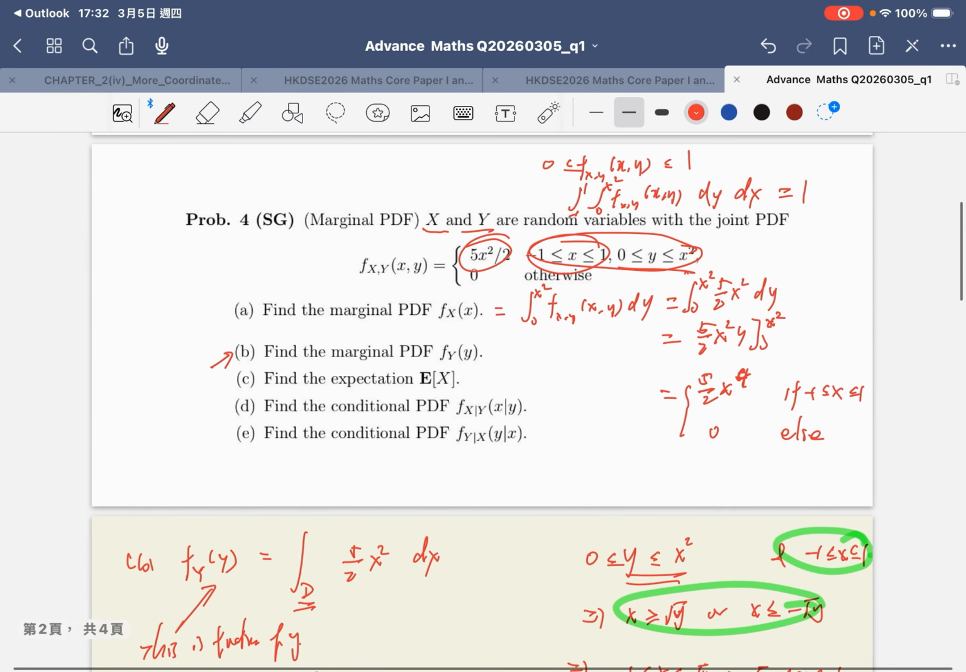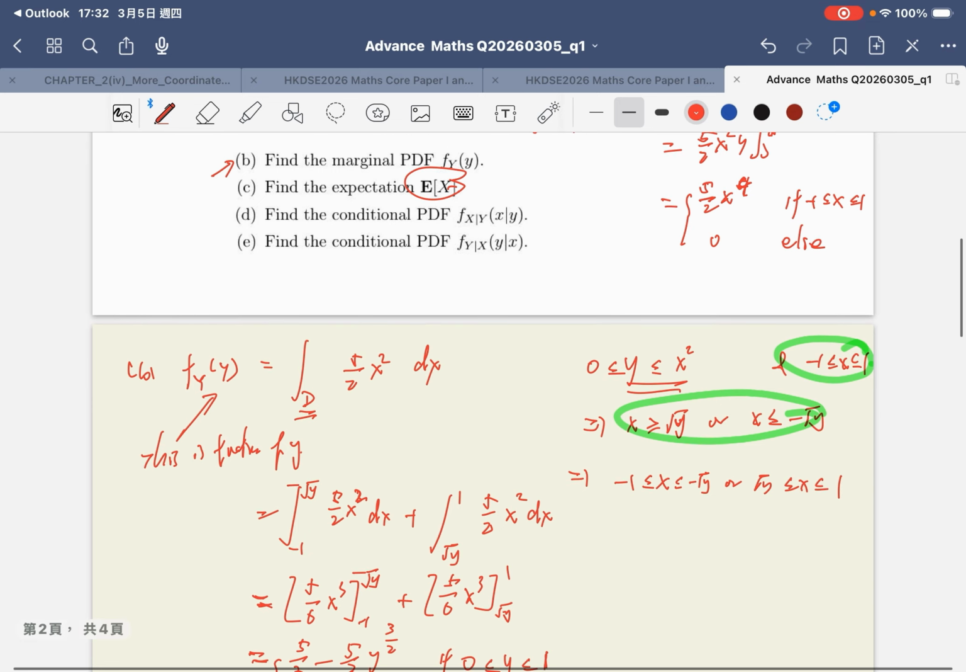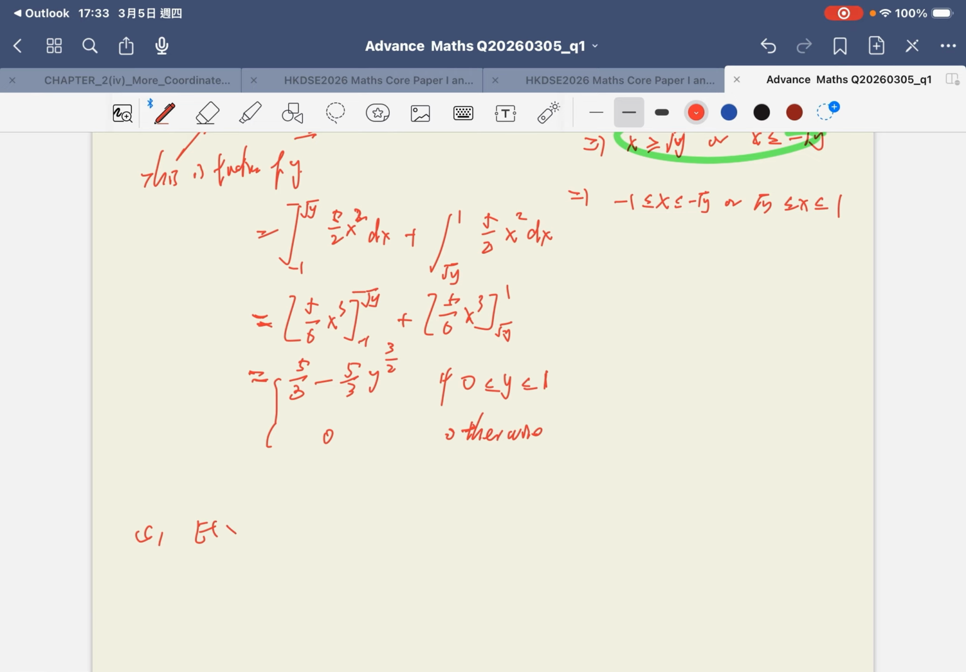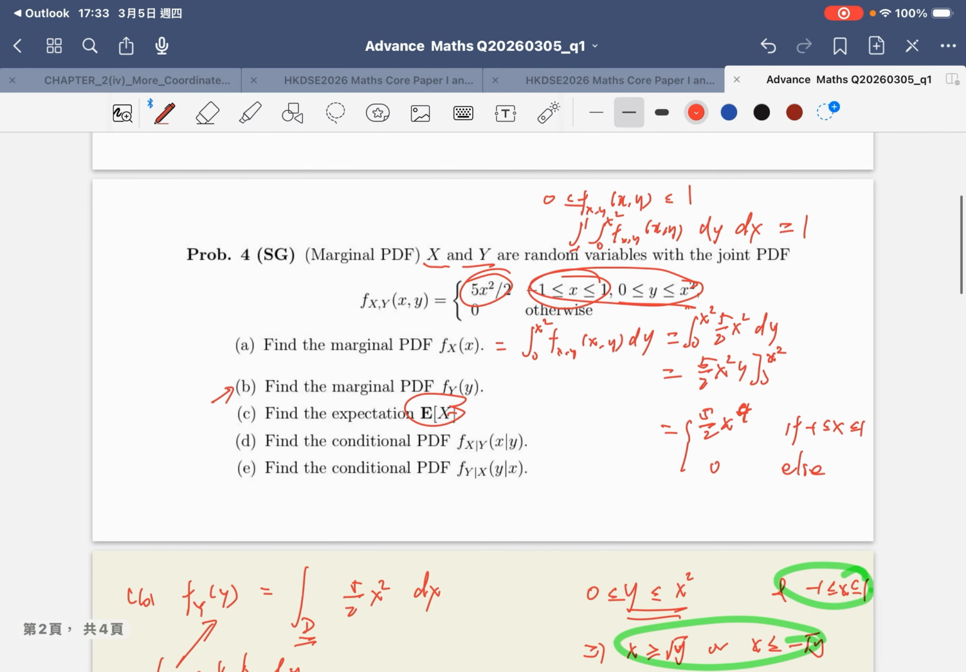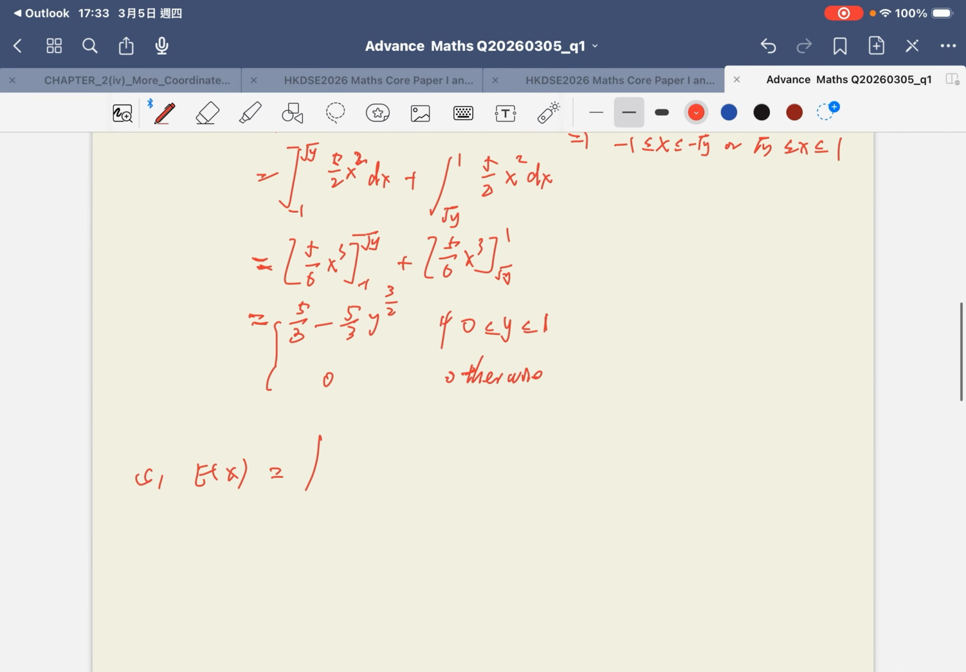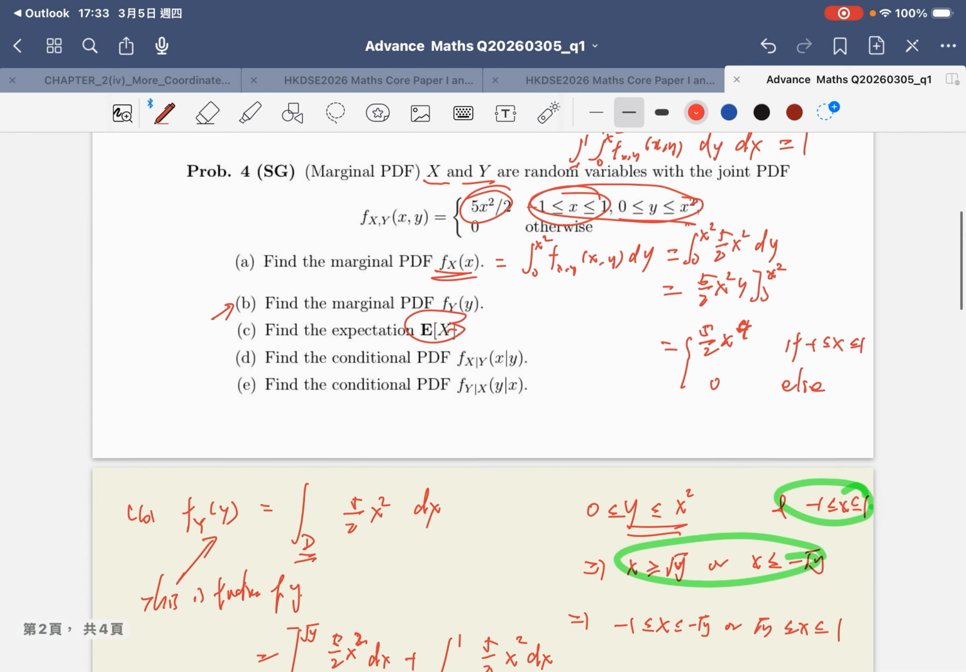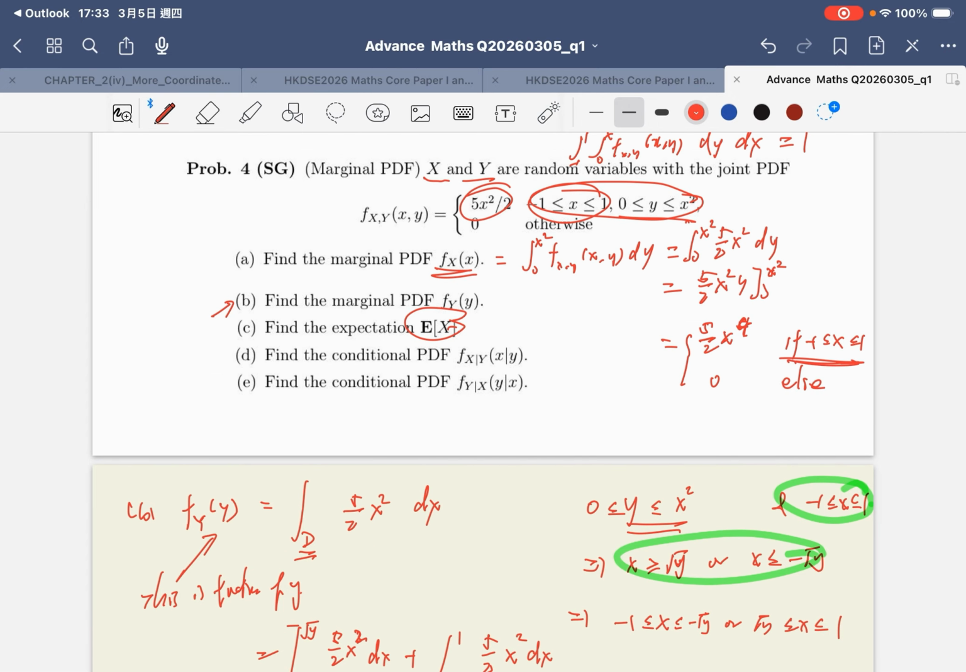Okay, next for the E(X). You can directly calculate the value of the expected function by using the marginal function of x. Therefore, by definition, that is the integral of x f_X(x) dx. The domain is this one, -1 to 1.